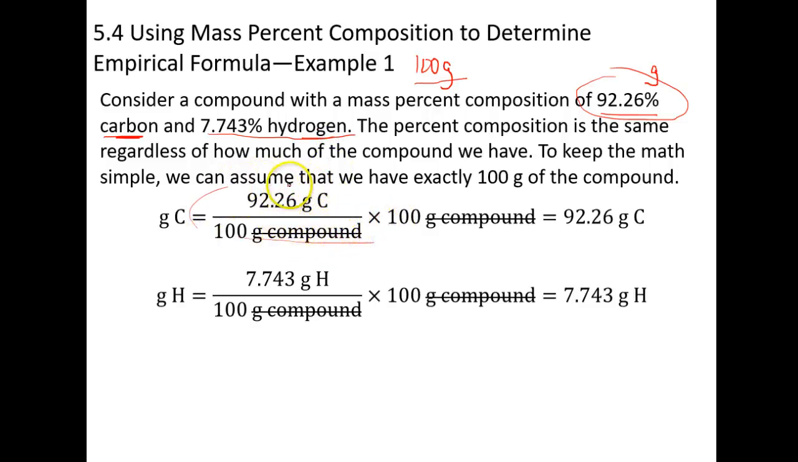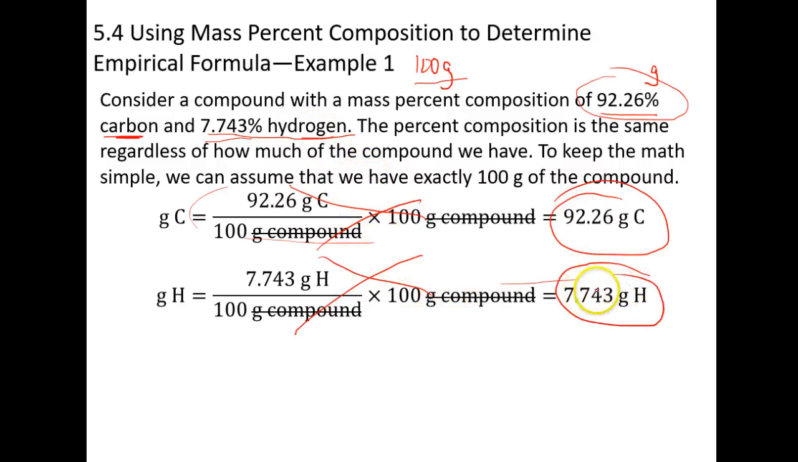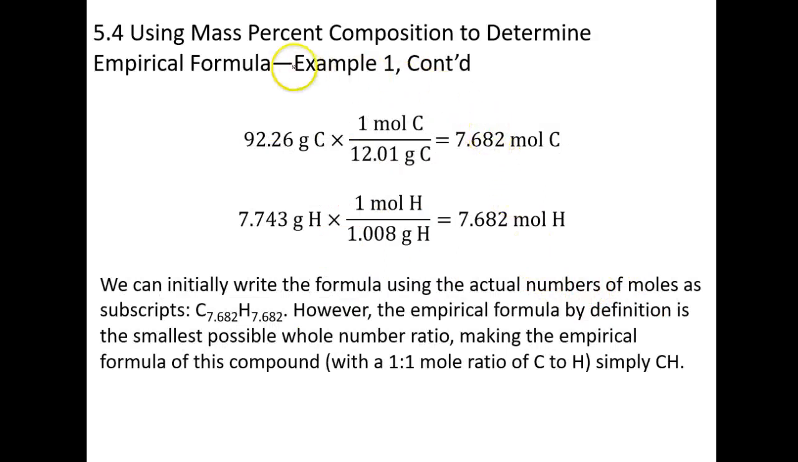These are calculations you do not have to do. I do not know why they waste a slide in doing this for you. If you just see 92.26%, just say that's 92.26 grams. If you see 7.743%, that's 7.743 grams. Now everything is based off of moles, mole-to-mole ratios. So you take the number of grams, the percentage, and divide it by the atomic mass to get a certain number of moles. Do the same thing for the hydrogen to get its number of moles.